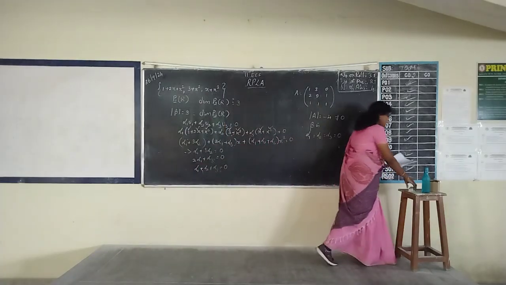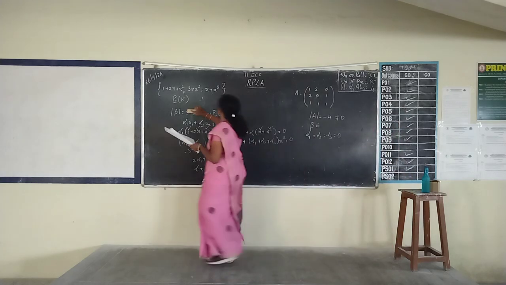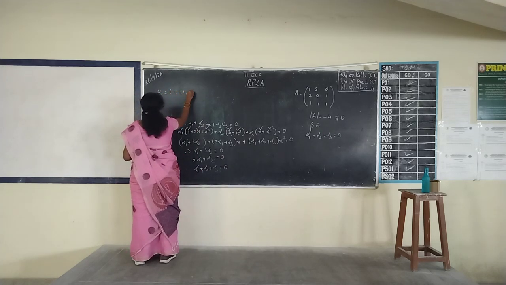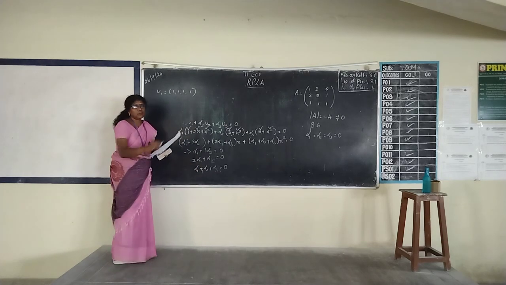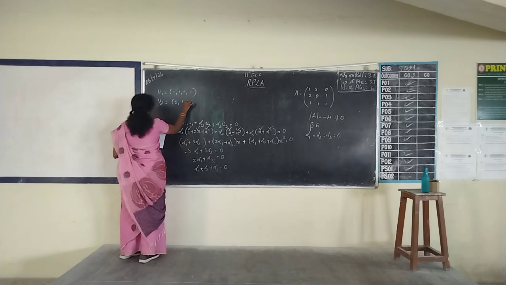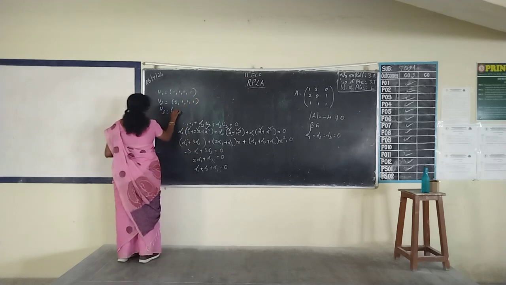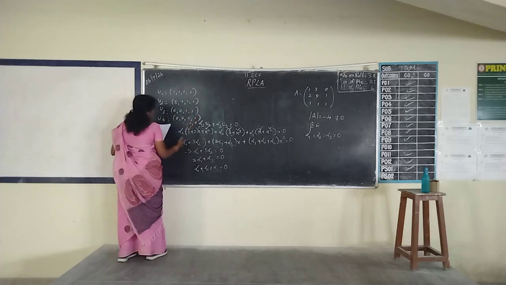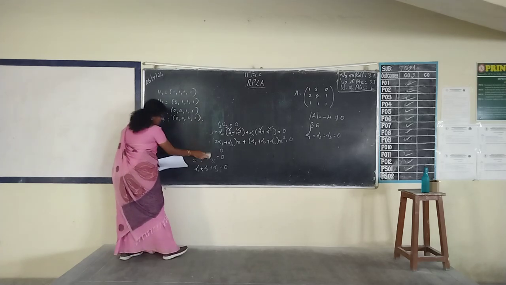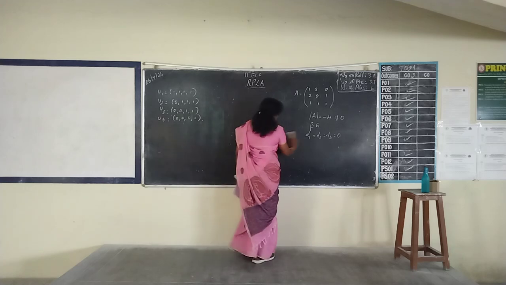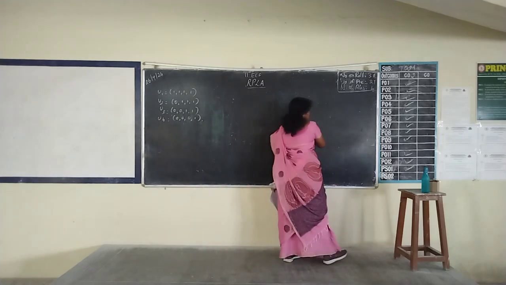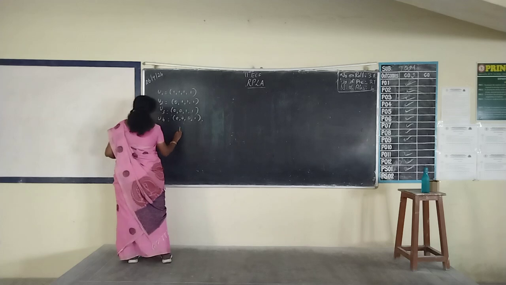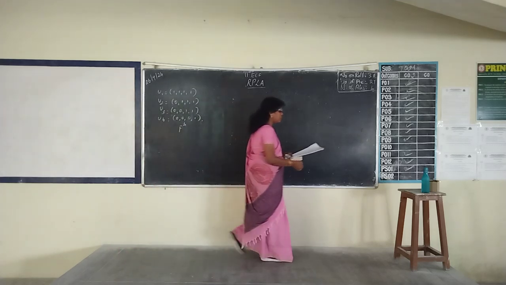Prove that the vectors u1 equal to 1 1 1 1, 4 elements, u2 equal to 0 1 1 1, u3 equal to 0 0 1 1, u4 equal to 0 0 0 1, form a basis of F power 4.